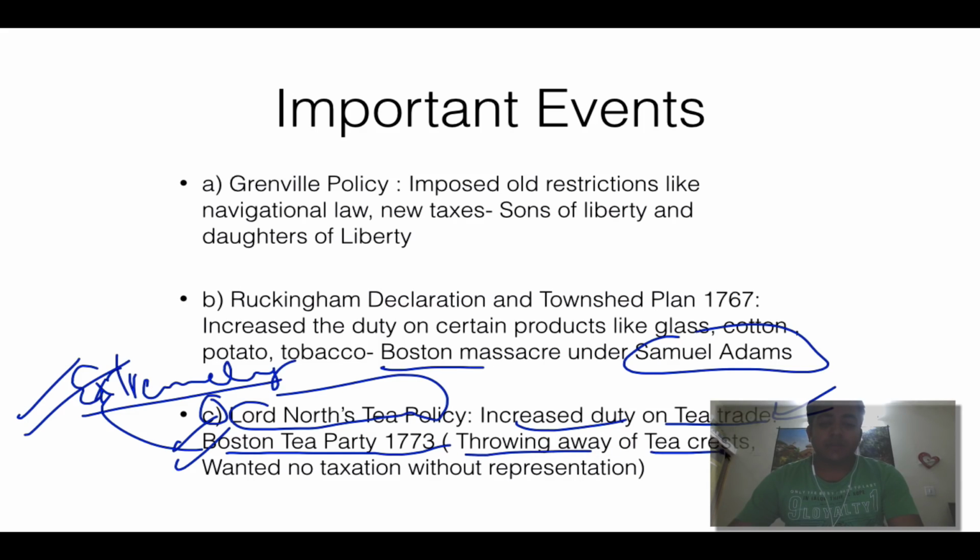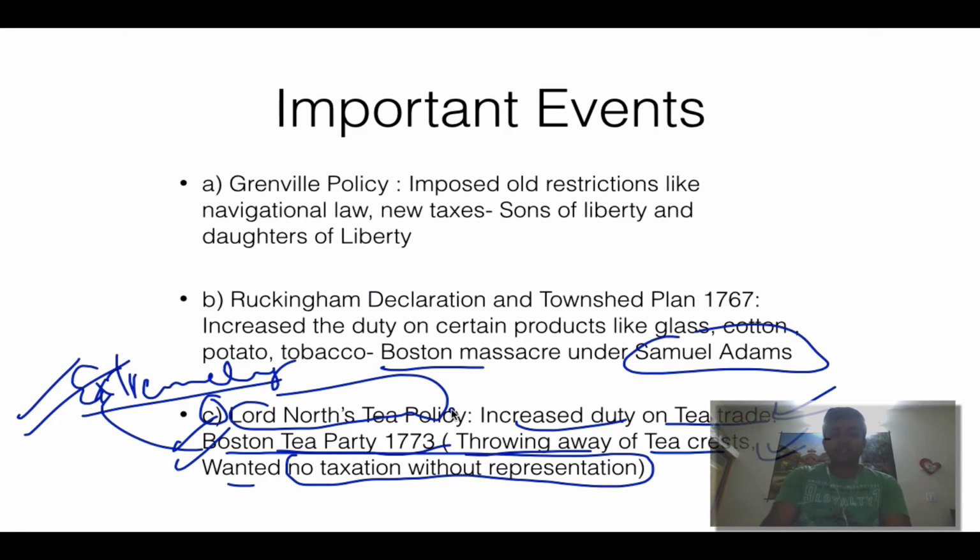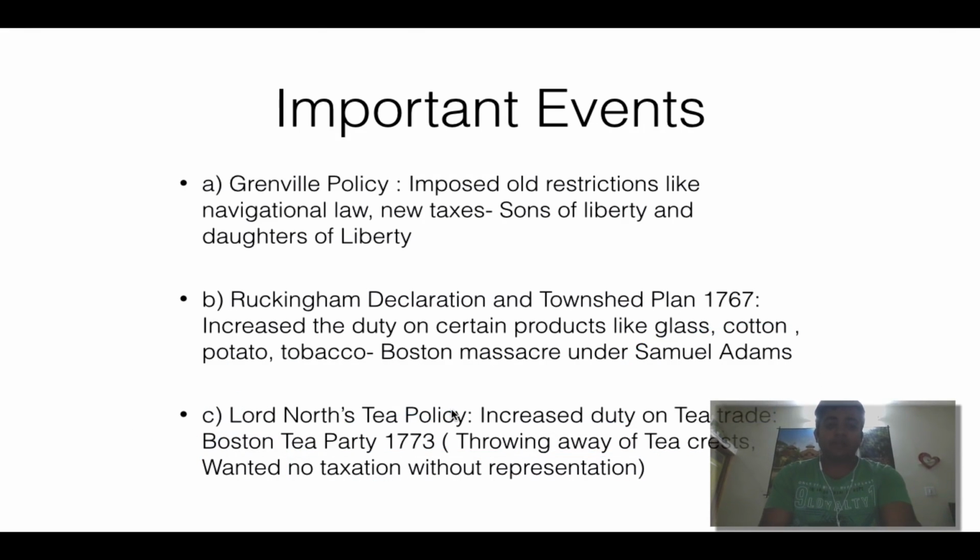That happened with the throwing away of tea chests. They wanted simply, this is the phrase we should remember: there should be no taxation without representation. No taxation without representation. They did not want to be taxed by the British Parliament. They wanted to be taxed by local colonial authorities. So that is why everything happened in America.